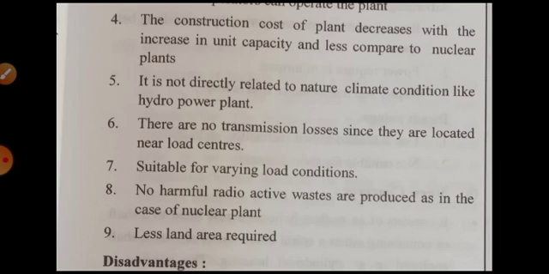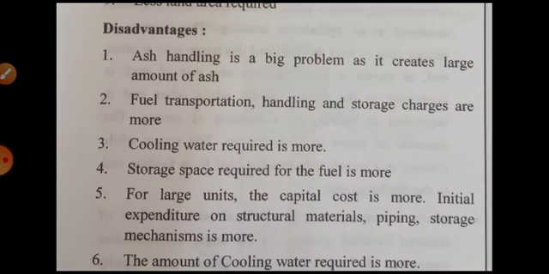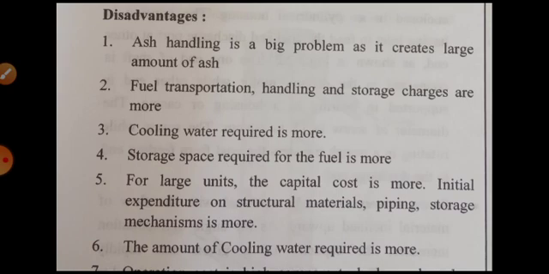No harmful radioactive waste is produced, unlike in the case of a nuclear power plant. Harmful waste is not there, except, as we will discuss further, ash or some harmful gases emitted by coal burning, but no other environmental effect is there, and no radioactive substance is going to be wasted from this power plant. Less land area is required as compared to a hydroelectric plant, very less land area. Let's see the disadvantages.